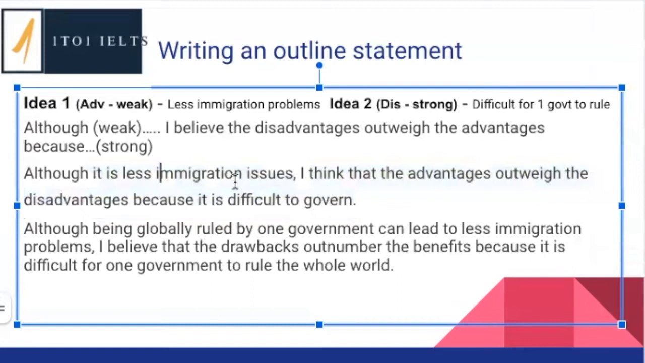Okay, let's have a look at these ones that we have here. I don't know why the spacing is so strange here. So although it is less immigration issues, I think that the advantages outweigh the disadvantages because it is difficult to govern. It's very, very confusing here. So it is less immigration. What is less immigration? There will be a better expression here. And issues and is isn't going to work because is is singular and issues are plural. So it will be better than it is.